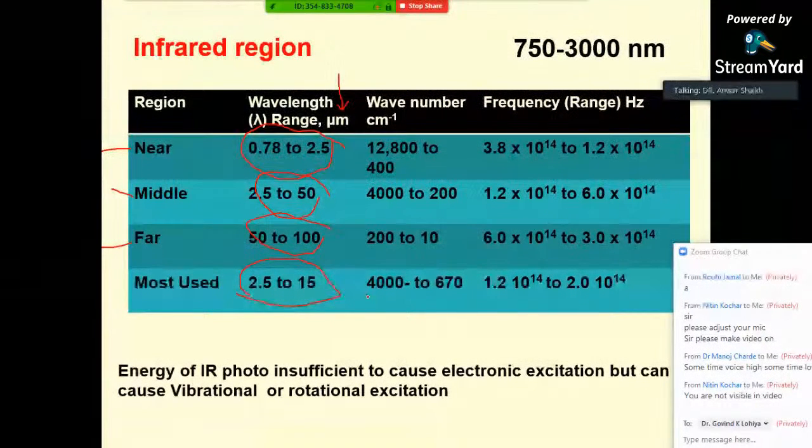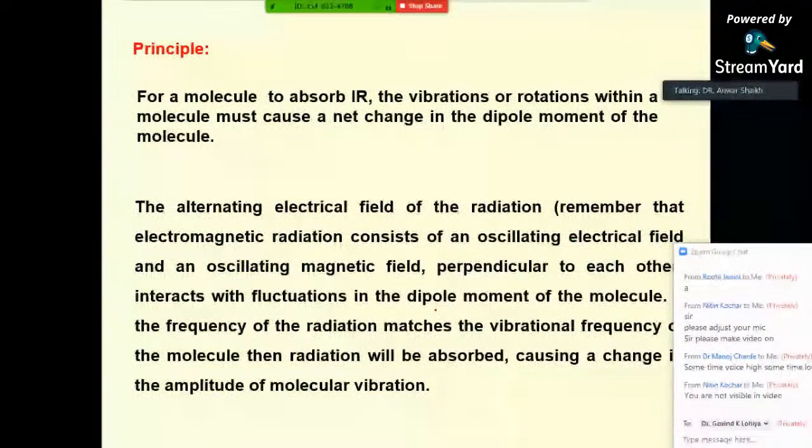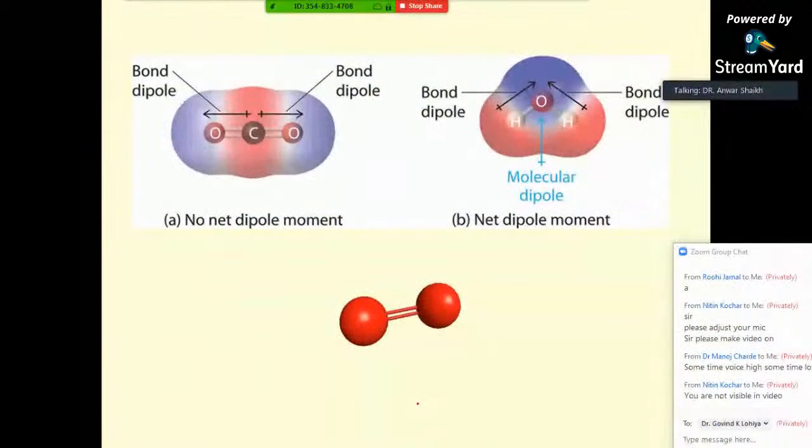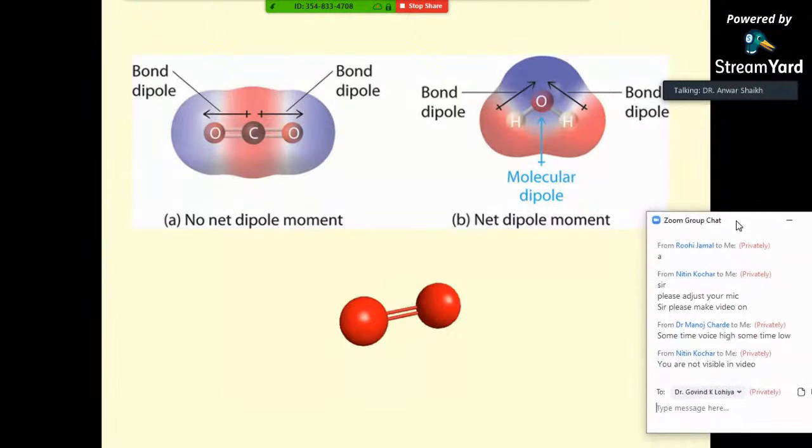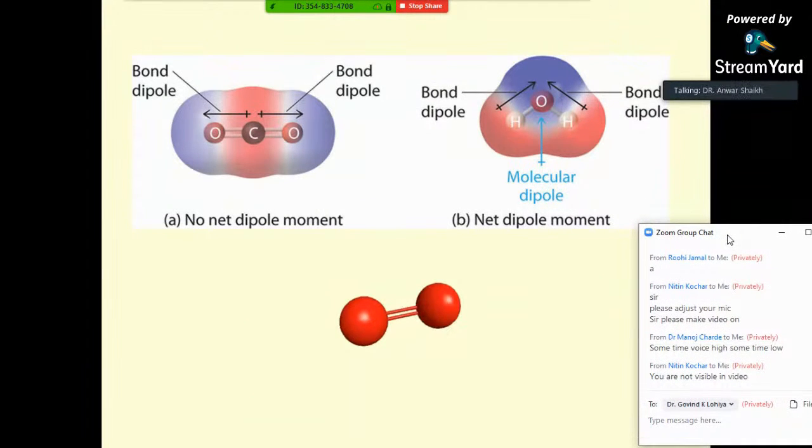If you convert this into wave number by some calculations, it comes to 670 to 4000 per centimeter. Okay, it is in the form of the wave number. So always remember, the range most used for our spectroscopy purpose is 670 to 4000. Now, what is the principle, how does the molecule absorb the IR radiations? Here the question comes whether all the molecules in nature will absorb the IR radiations, or whether there are some specifications.